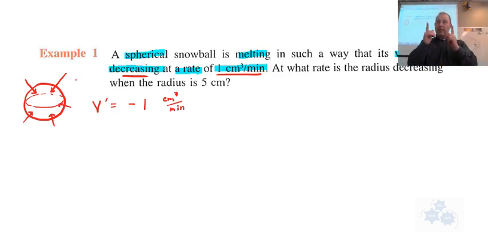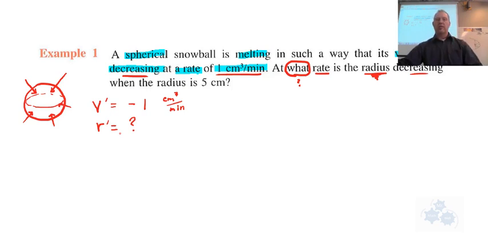So we're given a rate. Now, here's the other part. At what rate is the radius decreasing? Okay, we'll stop right there. Here is the rate of change of the radius. We don't know what that is. So you're going to be given one, and you're going to be asked to find one.